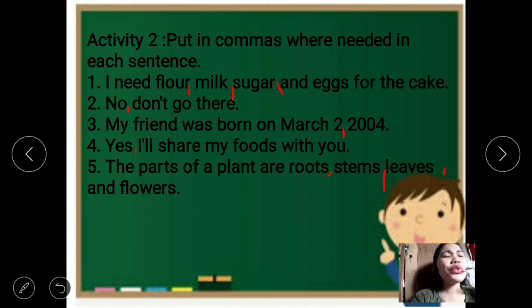Okay. So now do you understand the punctuation marks? The 4 basic punctuation marks that are used in sentences. Okay, so again, we have period, question mark, exclamation point, and comma.